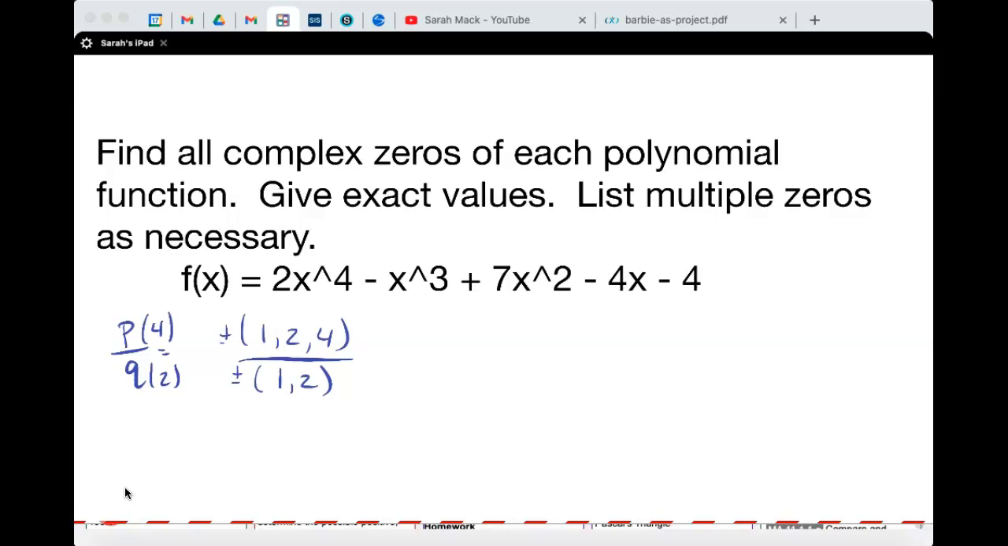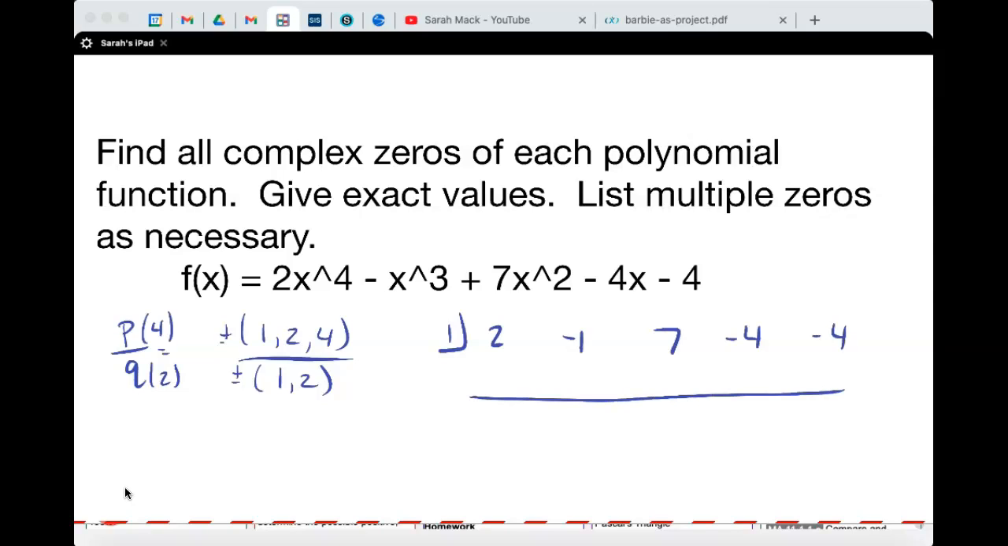One works, right? Yeah, that's why I like to start with 1. So we do synthetic division. Okay, then you can drop the 2 down. We got a remainder of 0, so that's just our insurance policy. It does work out.